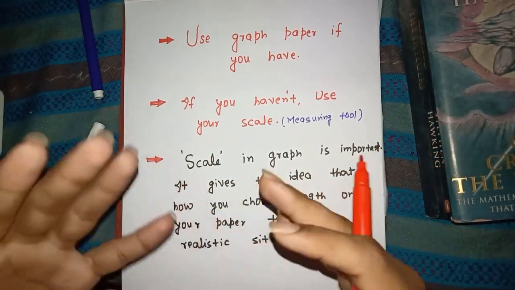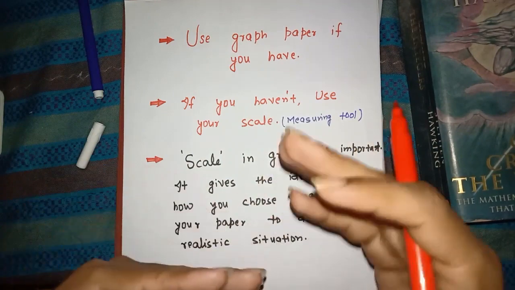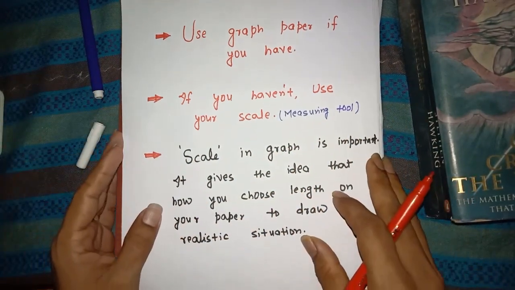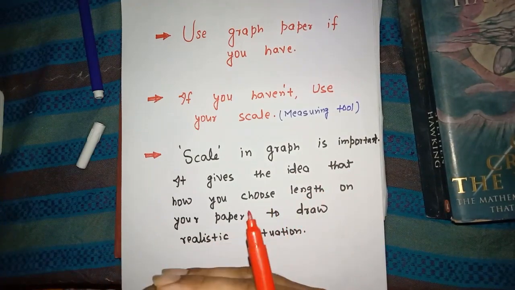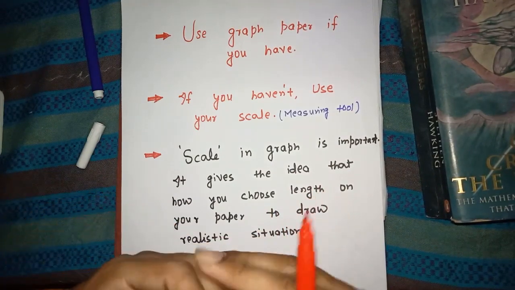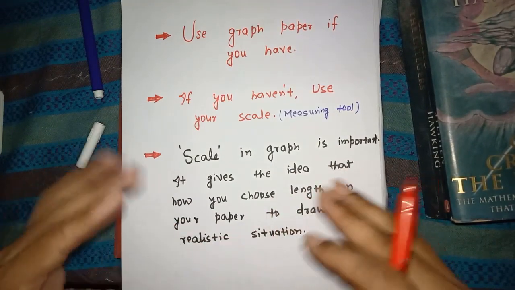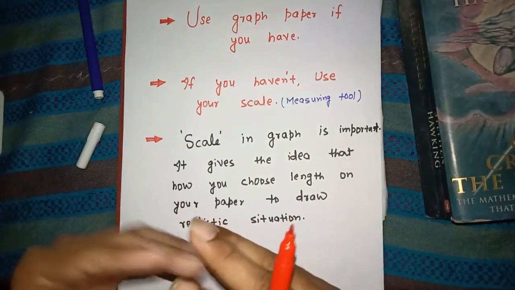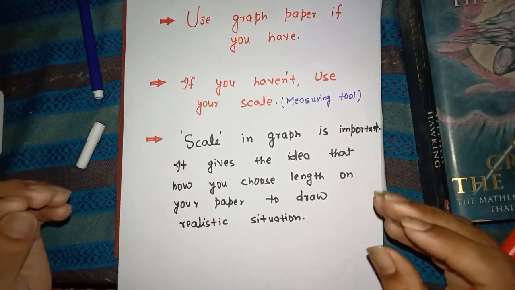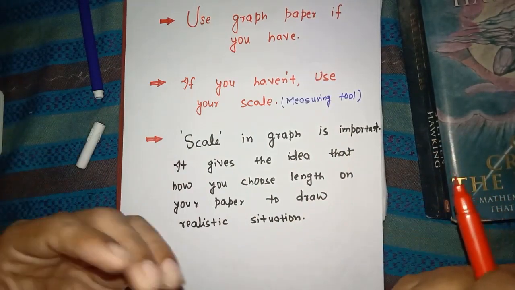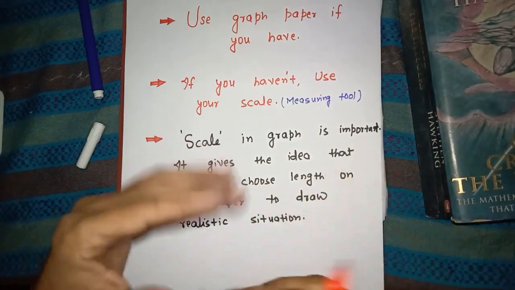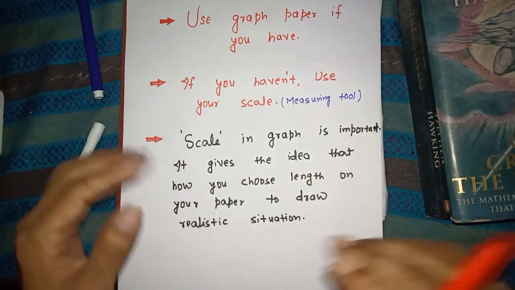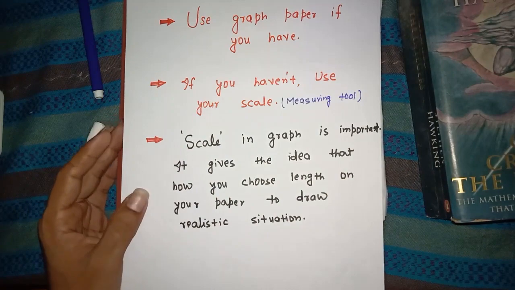So if you have graph paper, use it. And if you have not, use your scale to draw the axes and coordinate points. And the next point is that scale is important in your graph paper or in your graph everywhere. So what is a scale? A scale is the length you choose on paper, and you assign some value to that length.